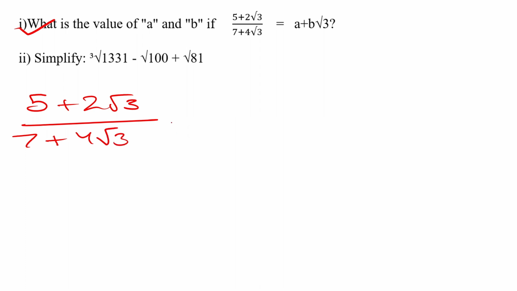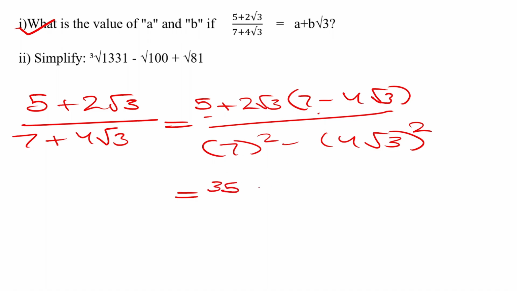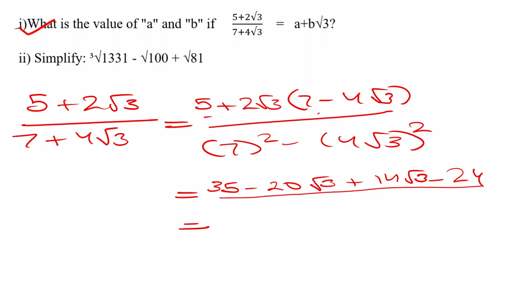Very simple rationalization, right? If we take 5 plus 2 root 3 times 7 minus 4 root 3, the other side, multiplying the denominator, you get 7 square minus 4 root 3 square. I hope you guys know how we're doing that. Now 5 into 7 is 35. 5 into minus 4 root 3 is minus 20 root 3, plus 14 root 3, minus, now 2 into 4 is 8, 3 times 8 is 24. Now the whole is divided by 49 minus 48. That's nothing but 1.